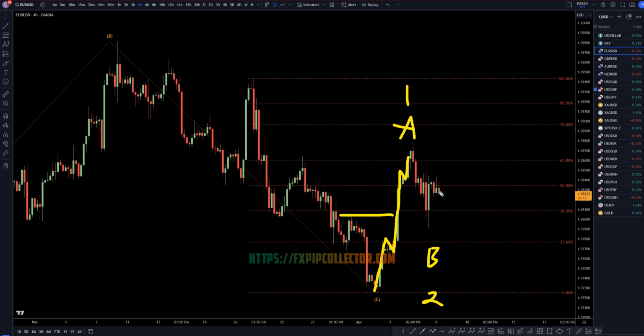Then I would look for the end of a correction and go long to learn and earn at the same time, whether this move up is a wave C or whether it's a wave 3 and just keeps on trending up. Either way, I am definitely looking for a long on the shorter time frames.